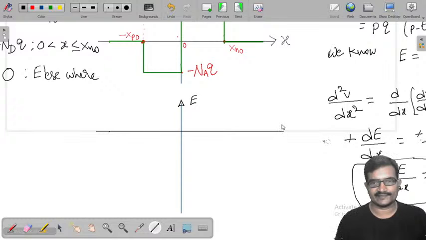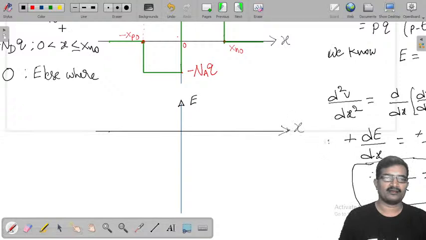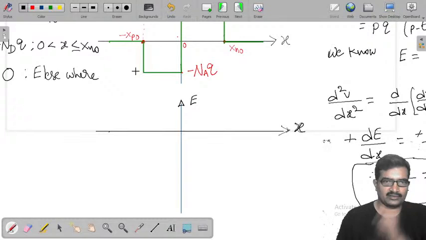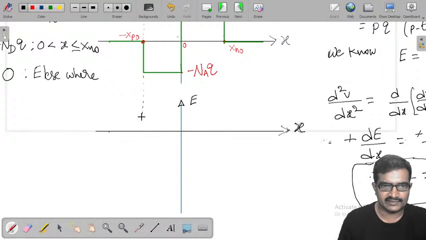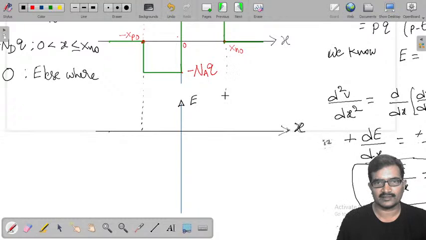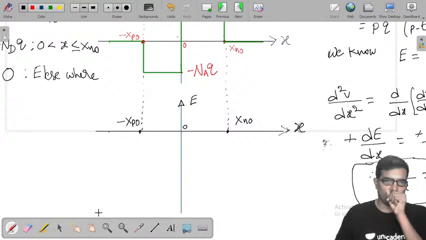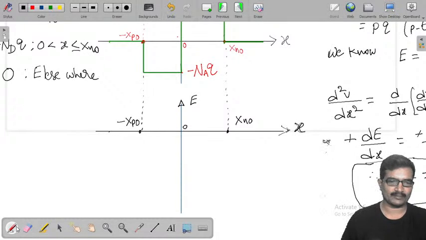This is the x-axis. Now I am extending these regions. This is the point of minus xp naught and this is the point of xn naught. This is 0. Now our electric field is from minus xp naught to 0.